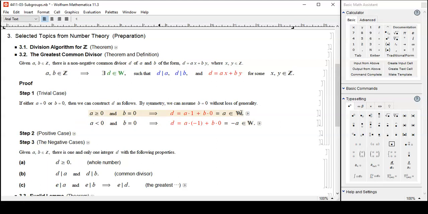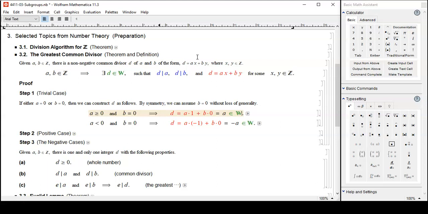When a is greater than or equal to 0, define d as a times 1 plus b times 0, which is a, and that's a whole number because a is greater than or equal to 0. Now, if a is less than 0, then we define it like this: a times negative 1 plus b times 0, so it's negative a, and that's a whole number because a is negative. Consequently, negative a is positive, so it's a whole number. So we have red and green. Either way, red and green.